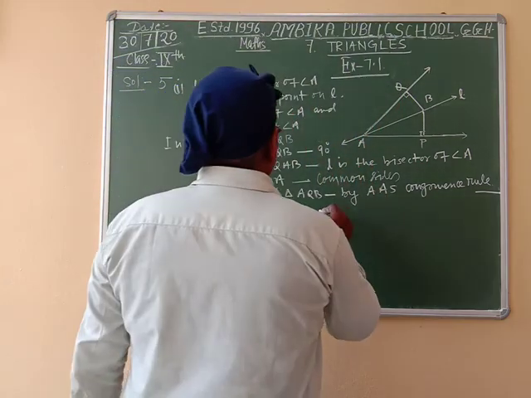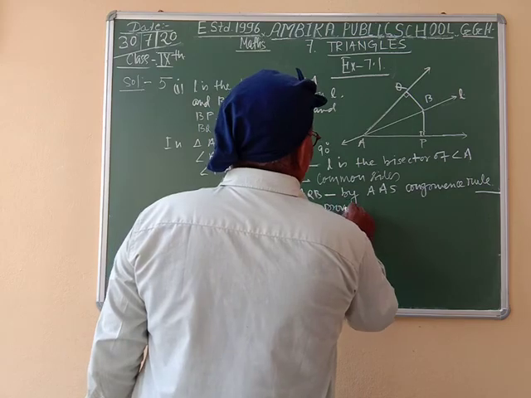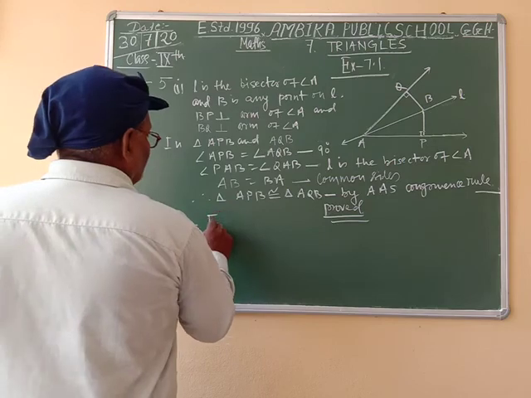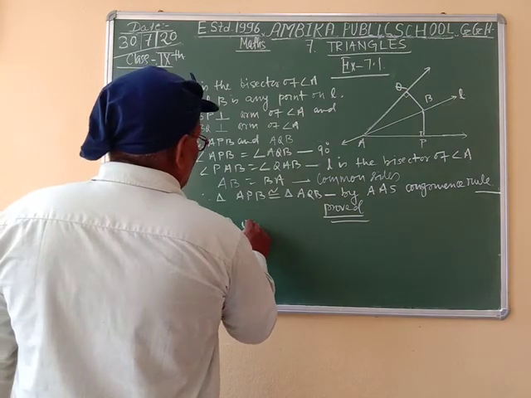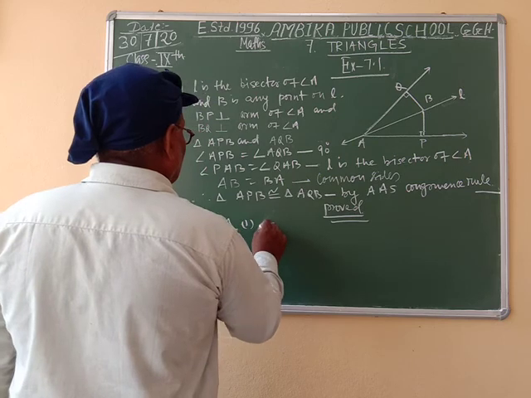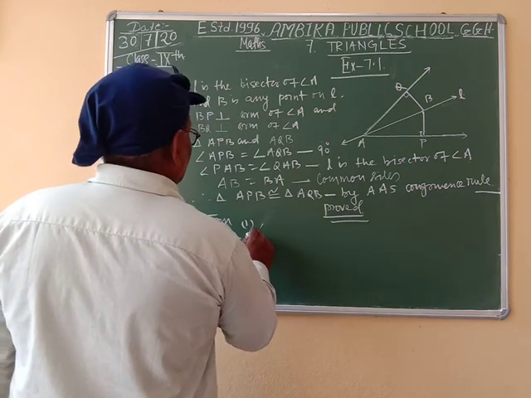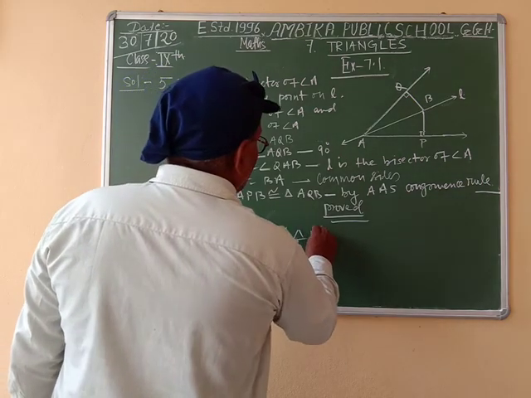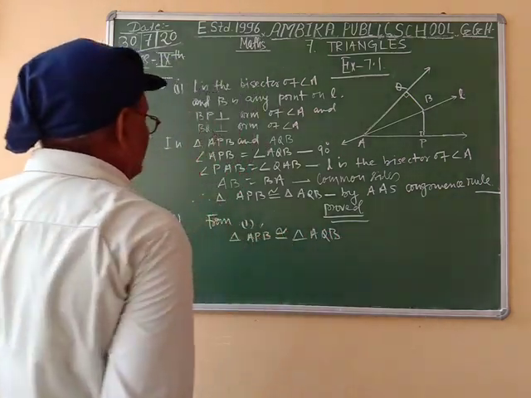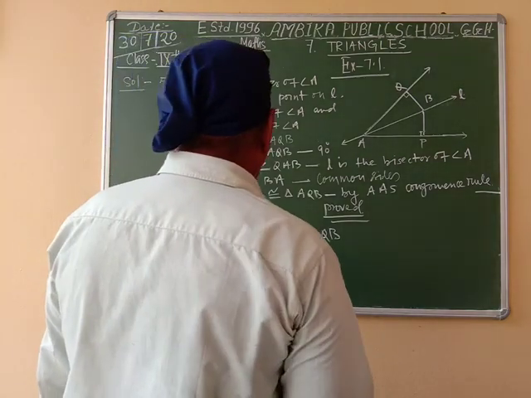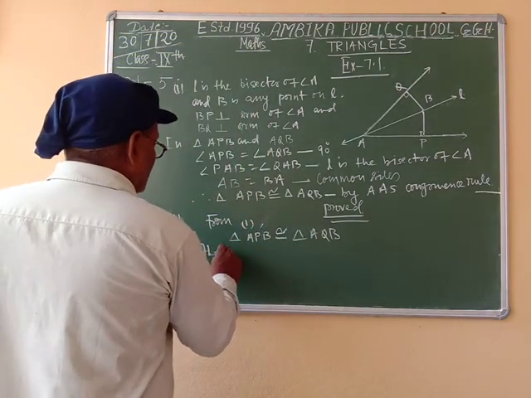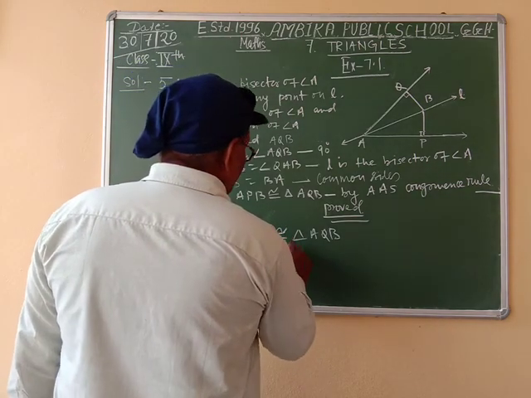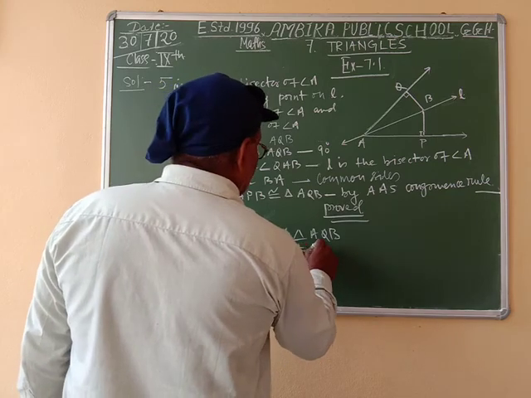From 1, triangle APB is congruent to triangle AQB. Therefore, BP is equal to BQ.